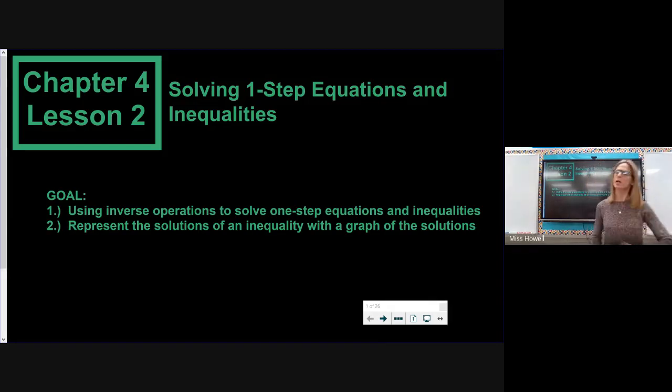So for today, we're going to start with our equations and more specifically what are called one-step equations, which is just a fancy way of saying they require one inverse operation to help us solve.